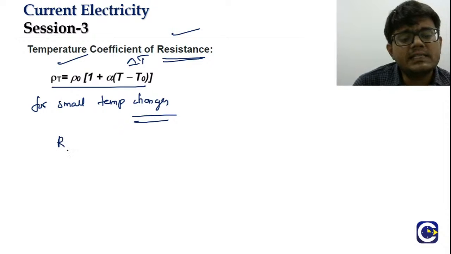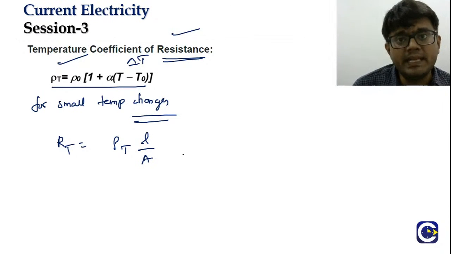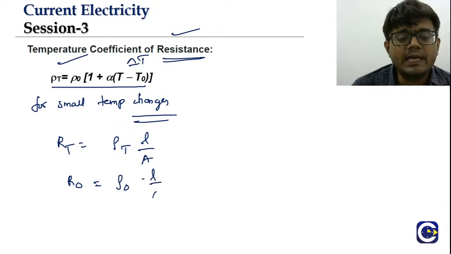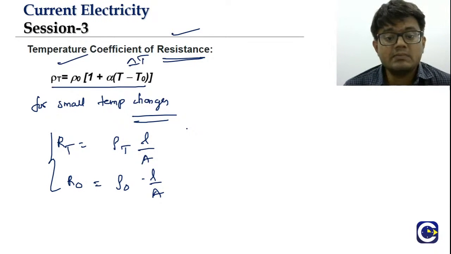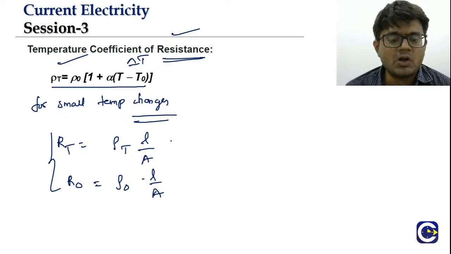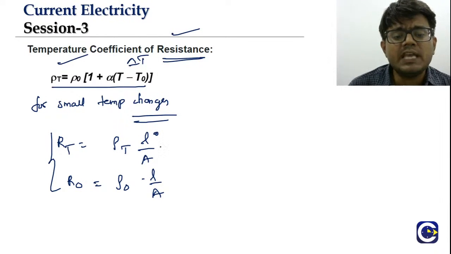What is the resistance? The resistance at temperature T is rho at temperature T into length of the conductor by the area, and similarly the resistance at temperature T naught is rho naught into L by A. But do you know, when we change the temperature, the length of the conductor will change, and the area of cross section will also change. That is what we study in thermal properties, how the length of the rod and the area of cross section change with temperature. But those changes are very much negligible.